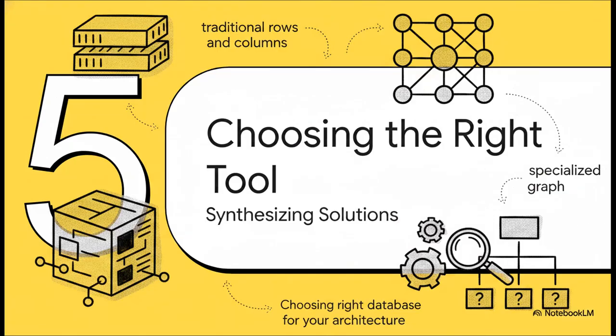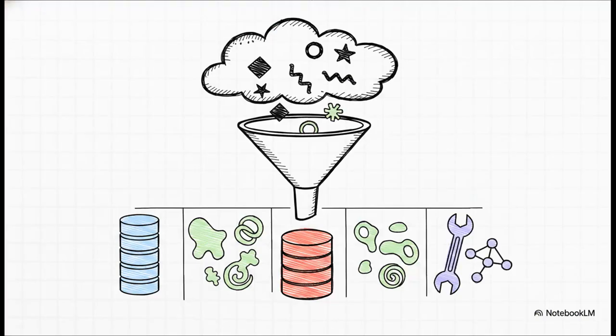And finally, Section 5, Choosing the Right Tool. We have covered an immense catalog of services today, from traditional rows and columns to massive data warehouses and specialized graphs. So, what's the big takeaway? Successful cloud architecture is not about forcing one single database to do everything. It's all about matching your specific data challenge to the exact right category.